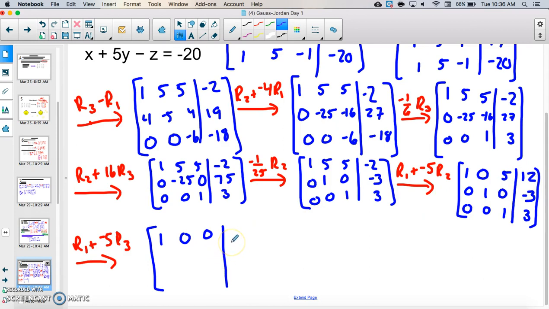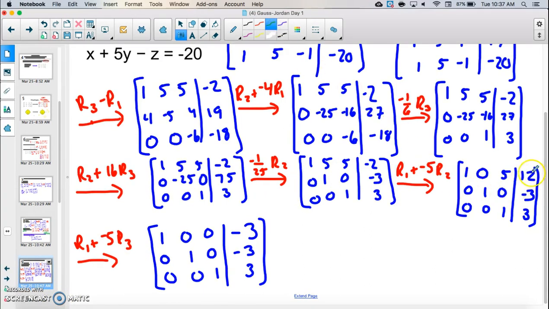No, negative 15. Yeah, negative 15 plus 3 should be, hold on, let me think about this. Did I make a mistake? Negative 15 plus 12 should be negative 3. We've got 0, 1, 0, negative 3, 0, 0, 1, 3. Alright, so my answer key is saying this should be -2, so that means I possibly made a mistake. So I'm going to go back and check. I'm going to pause this while I figure out my mistake.